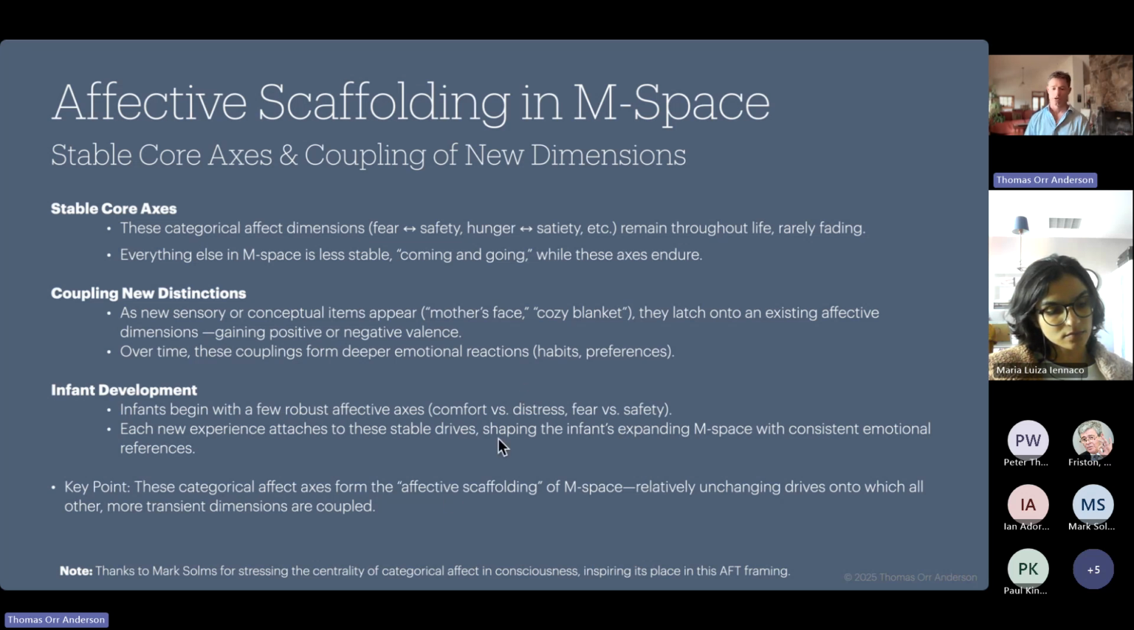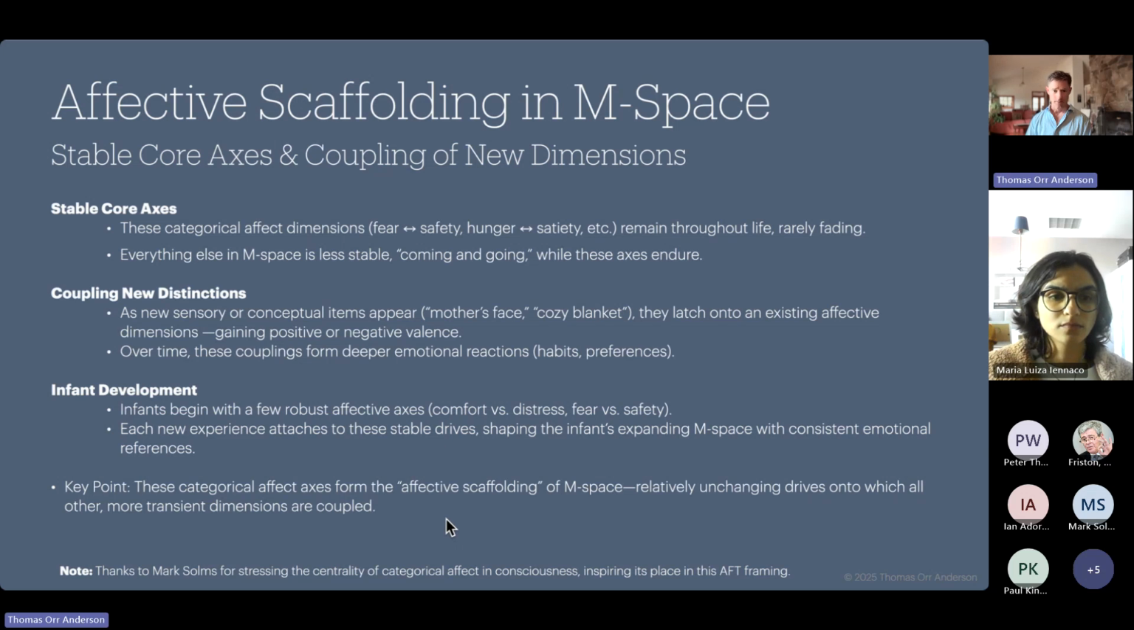I want to thank Mark Soames for stressing the centrality of categorical affect in consciousness, because first of all, Chris Fields pointing out to me the need for at least this third category led to what seems to be a really useful framing, which is that in our M space, there are dimensions that are stable. So I mentioned many times before that the dimensionality of M space is dynamical. Dimensions come and go, but there are some dimensions that don't come and go. We are essentially born with them, or they develop quite rapidly. And these provide a stable structure or scaffolding to which the other dimensions couple.